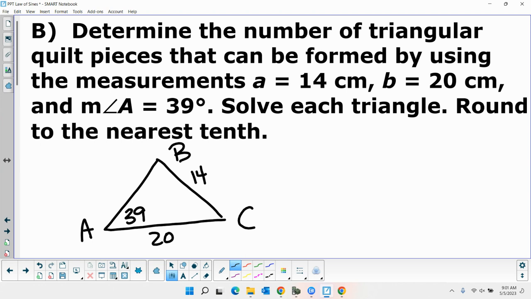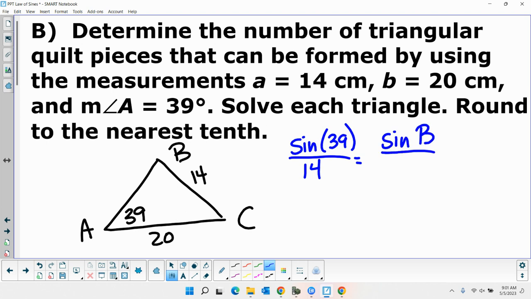Okay? So, setting it up, let's go with blue this time. Sine of 39 over what? 14. Good. The one opposite. Sine of B over what? 20. We good on setting it up? All right. So this is another one where we're looking for the angle. So we're going to do our cross multiply and divide and then hit second sine, second answer.